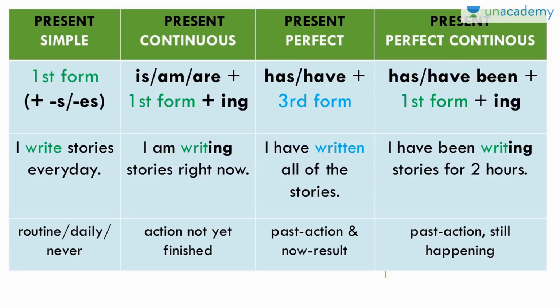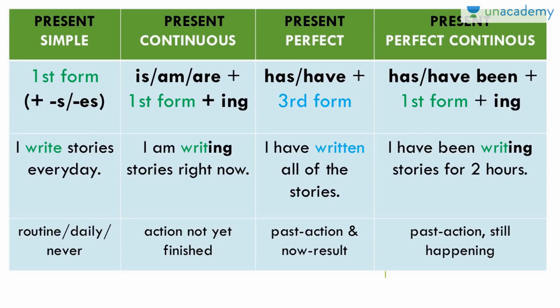Next, we have the present perfect tense. This one tells you about an action that was done in the past, and now you're seeing the result of that action. For example, I have written all of the stories. So that means the stories are now ready because I have already written them in the past, and the result is that the stories are now ready.